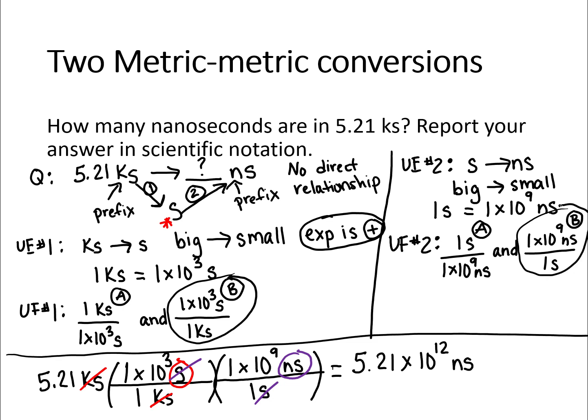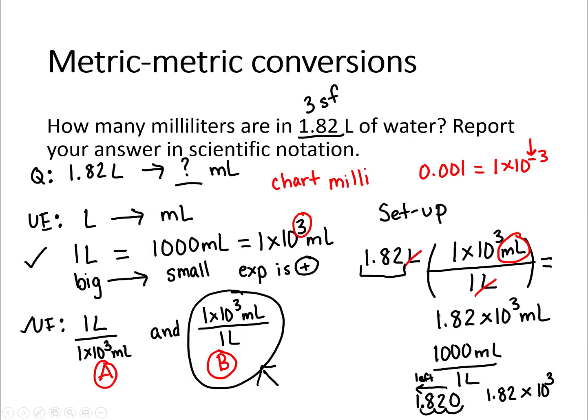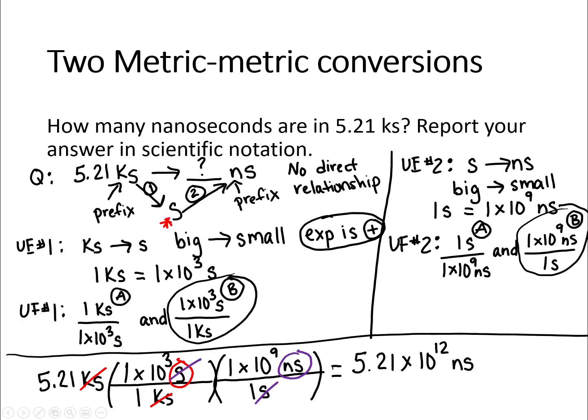So the last time, I can go back to that. The last time, we only had one thing that we were multiplying by. So that's why I said it's a special case where you just plop the 1.82 in for the 1 and there's your answer. But in this case, we're multiplying by two things. So you can't just replace the 1. You have to first figure out what 1 times 10 to the third times 1 times 10 to the ninth is. And then you can plop in your 5.21.